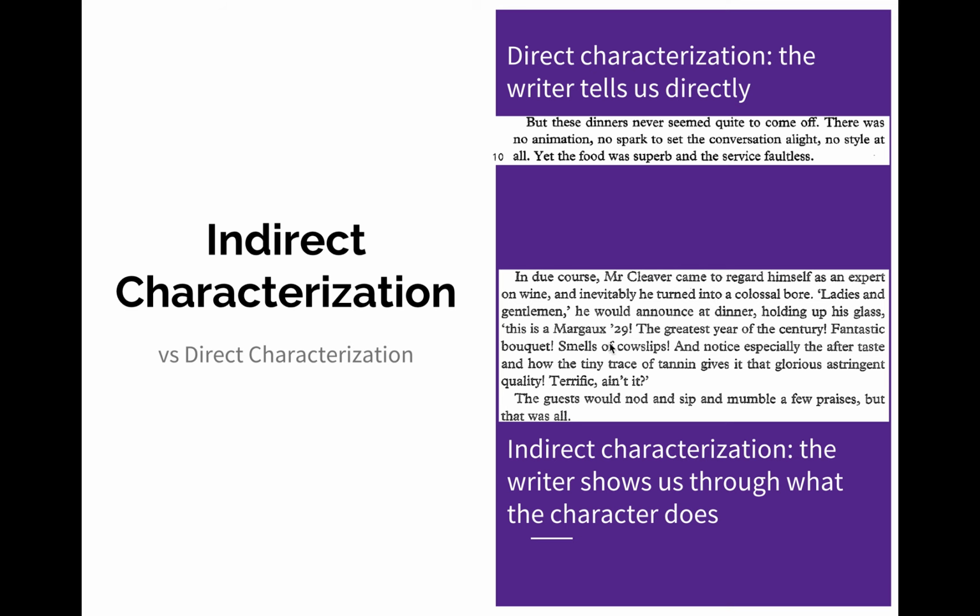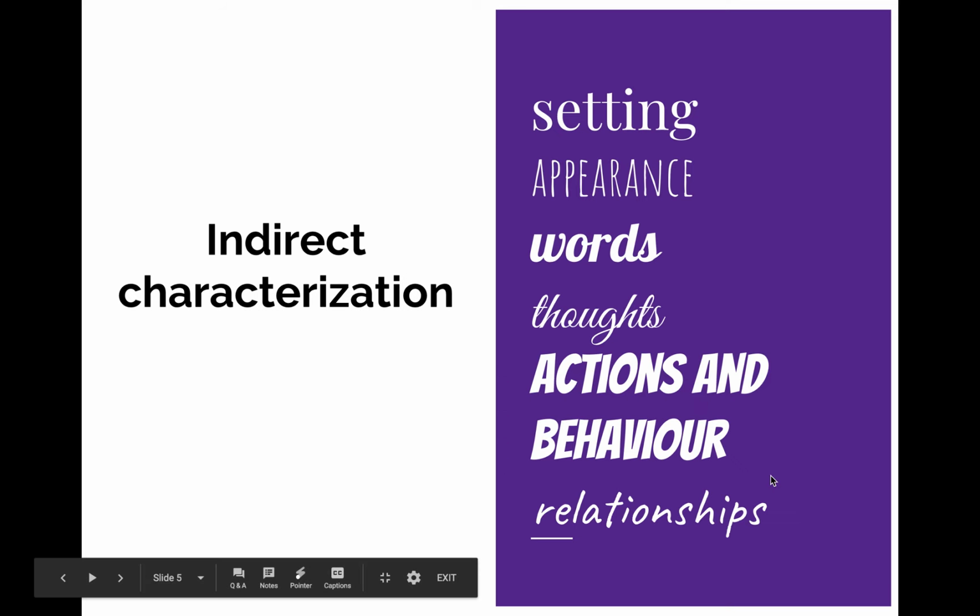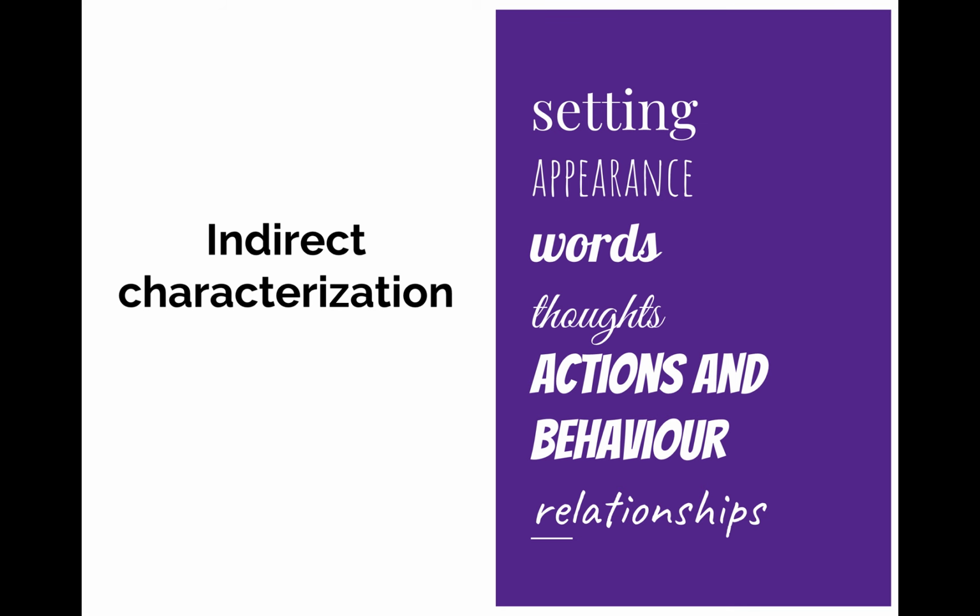So that's indirect characterization. Okay, and we've learned about indirect characterization. We've talked about the kinds of techniques that the writers use. Sometimes the writers use the setting of the story to tell us about character, or they may talk about the character's appearance, or they may talk about the words that a character says, which tells us about what he's like. His thoughts can also be a strong indication, especially when the writer shows us his thoughts. The character's actions and behavior will tell us more about a character, and the relationships this character has with other characters will also tell us more about him.